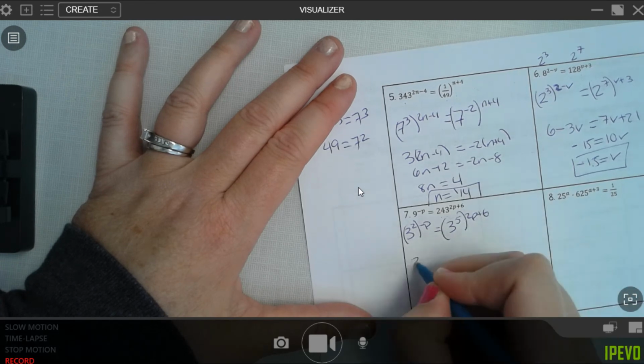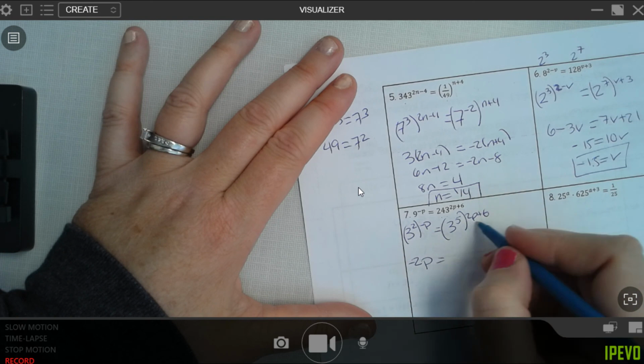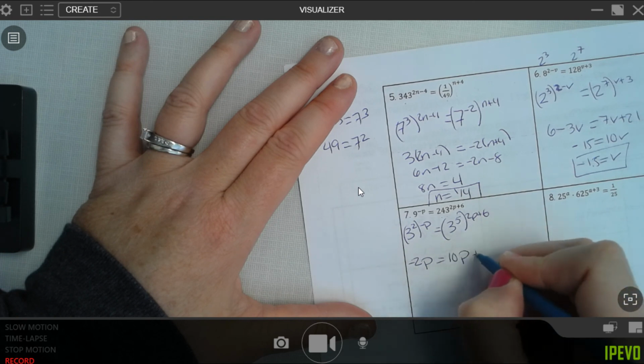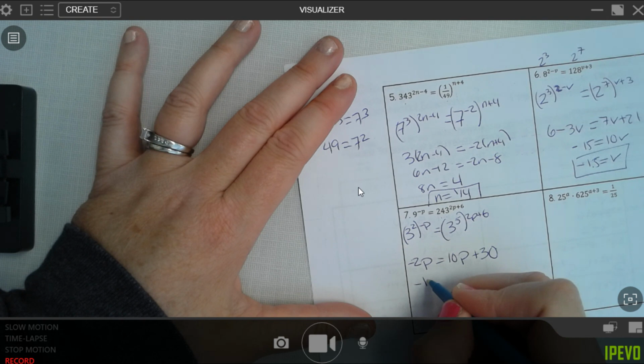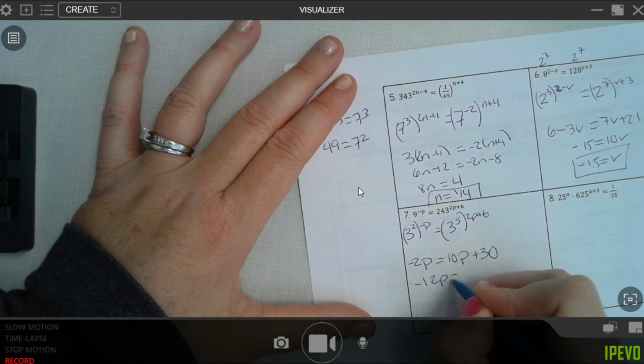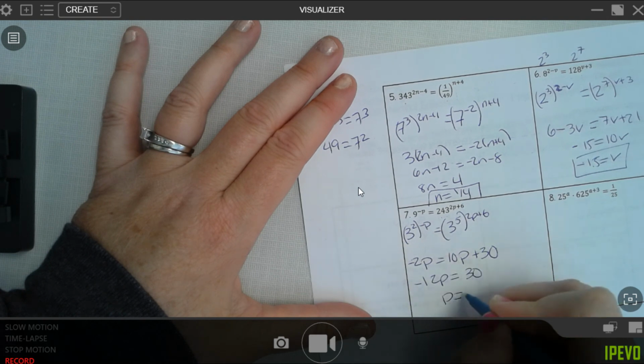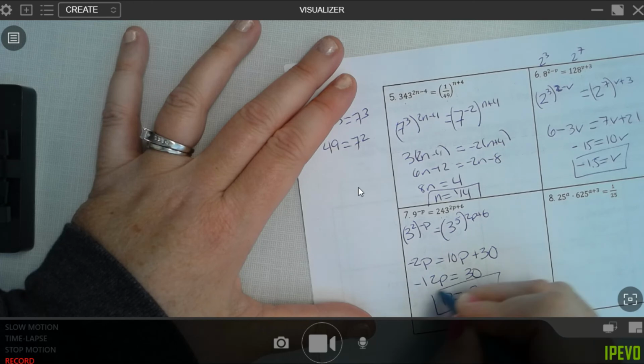Same base. I'm going to multiply these exponents and set them equal to each other. That's 10p. So let's add that over. So divide, and I get negative 2.5.